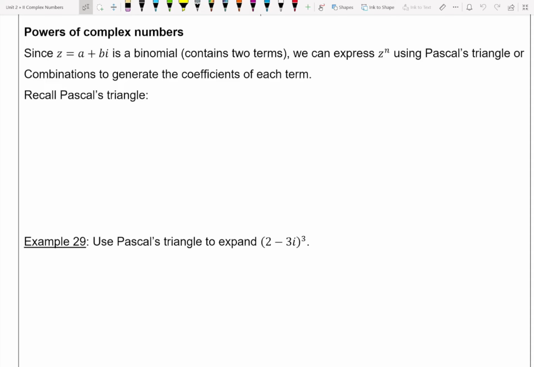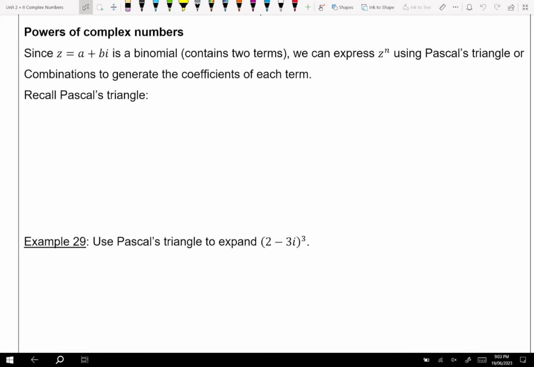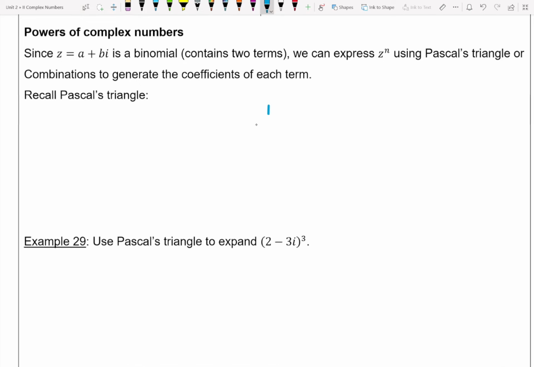In this video, we're looking at taking a binomial that is complex and expanding it using z to the n, using Pascal's triangle or combinations to generate coefficients of each term, and then seeing what sort of numbers that leaves us with. So recall Pascal's triangle is a triangle with a pattern that the entries in the previous row sum to make the next row.